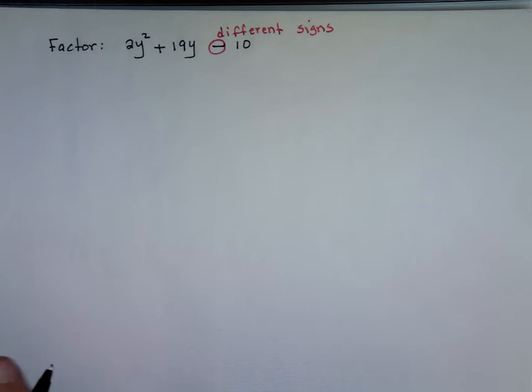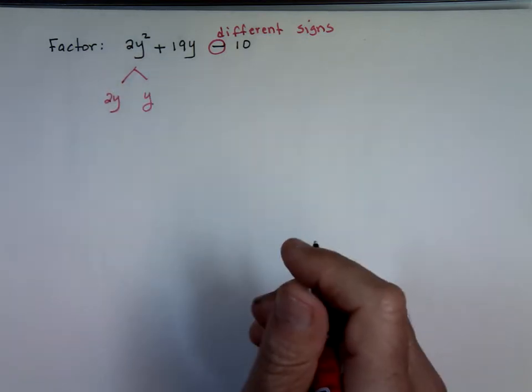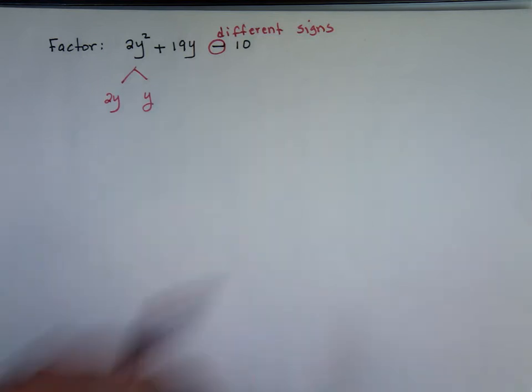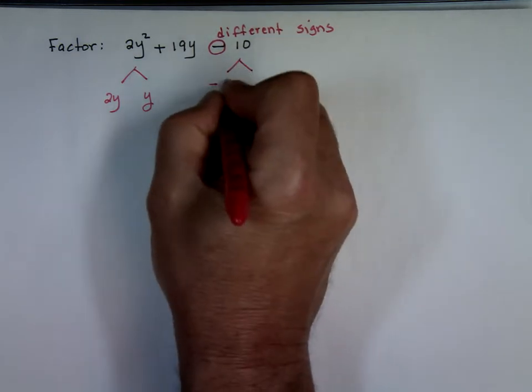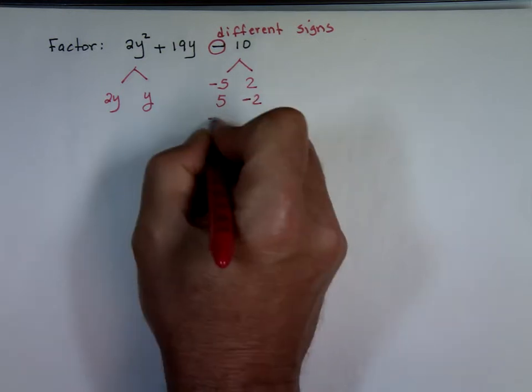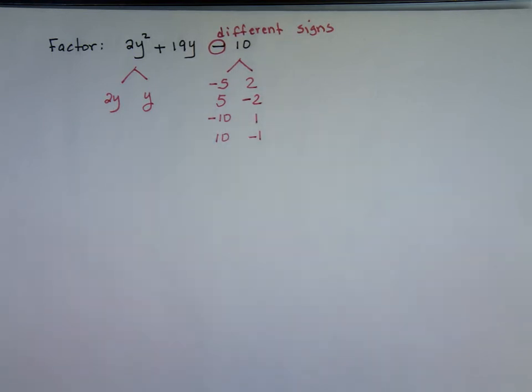So the 2y squared, that's either 2y times y or 2 times y squared. Again, just like before, we're going to split the y, so we're not going to use 2 times y squared. It's silly. The negative 10 here, it's either going to be negative 5 times 2, or 5 times negative 2, or negative 10 times 1, or 10 times negative 1. And we have 8 different things to try.